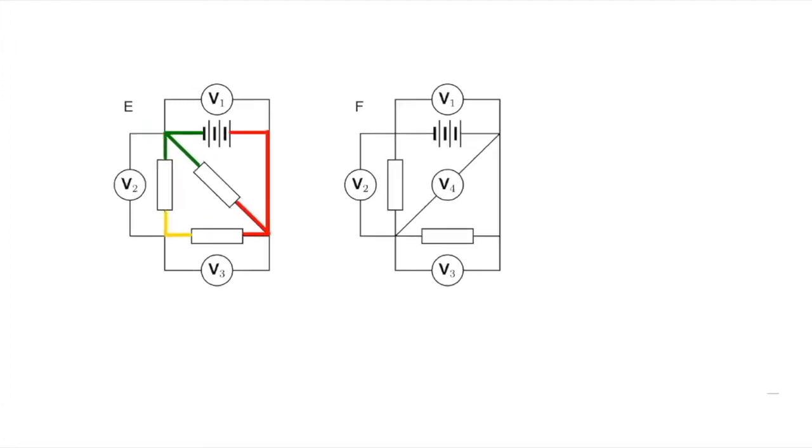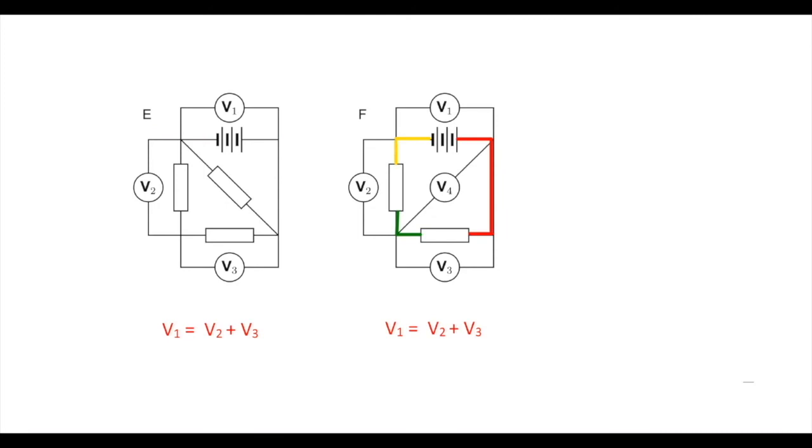So here V2 plus V3 is giving you the bottom branch, which is equal to the total potential over the whole parallel, which is equal to what you put in. So you end up with V1 equals V2 plus V3.